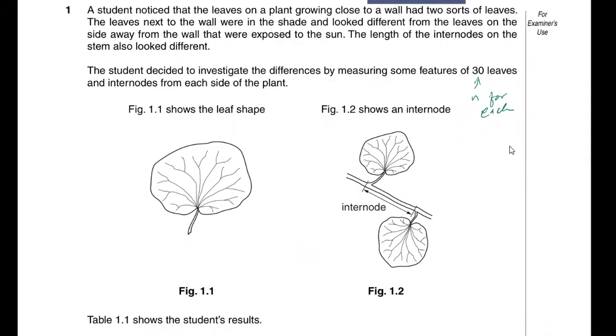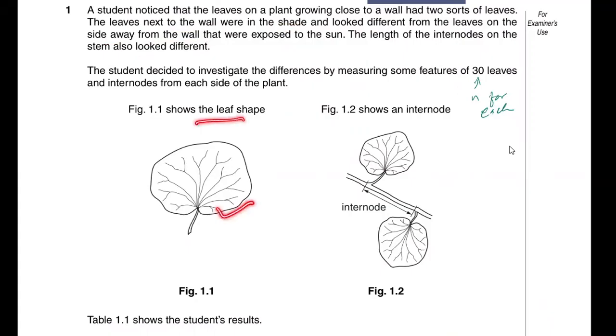A student noticed that the plant growing close to the wall had two sorts of leaves. The leaves next to the wall were in shade and looked different from the leaves on the side away from the wall that were exposed to the sun. The length of the internodes on the stem also looked different. So there are two types of leaves: one which are in shade because they are next to the wall, and the others which are exposed directly to the sun. The student decided to investigate the difference by measuring some features of 30 leaves and internodes from each side of the plant.